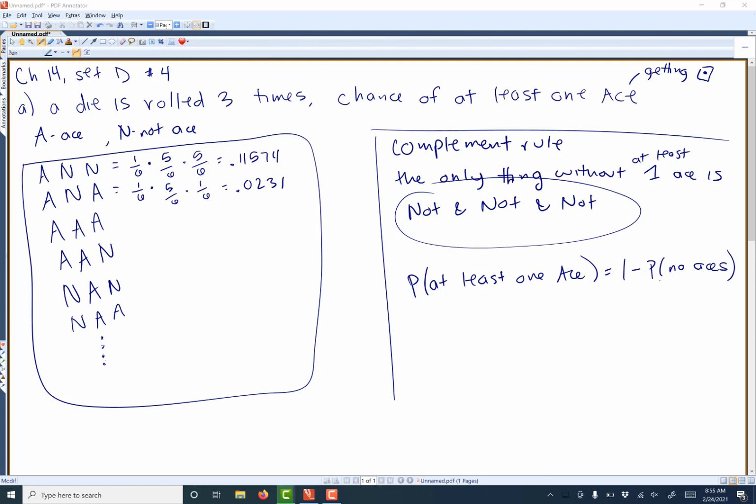So if we want to find 1 minus the probability of no aces, this will be 1 minus the probability. Okay, well, how do you get no aces? For no aces, the only outcome for that is not ace and not ace and not ace.